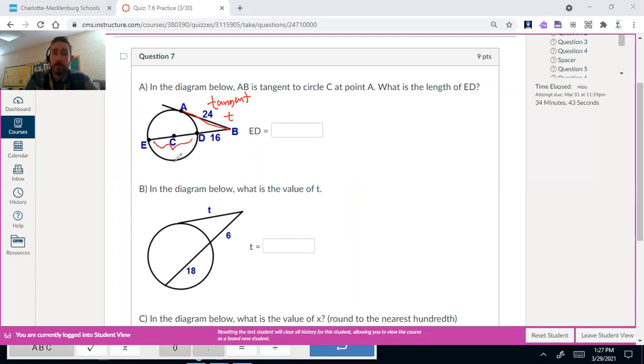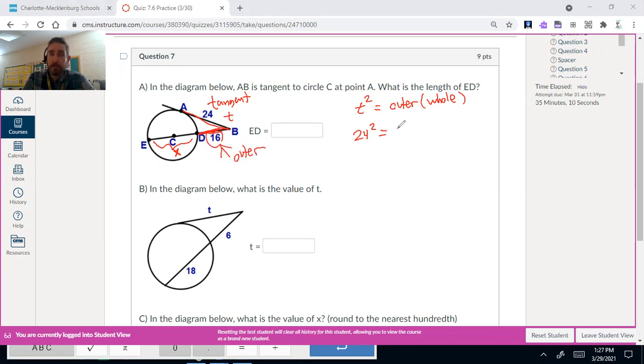Again, that's your diameter. So we'll just call it X there. But here's your formula. It's the tangent squared. So tangent squared equals the outer part, I'll just say outer, times the whole of the other secant. So tangent squared is going to be 24 squared. Your outer part, now that's this part here, that's that 16.